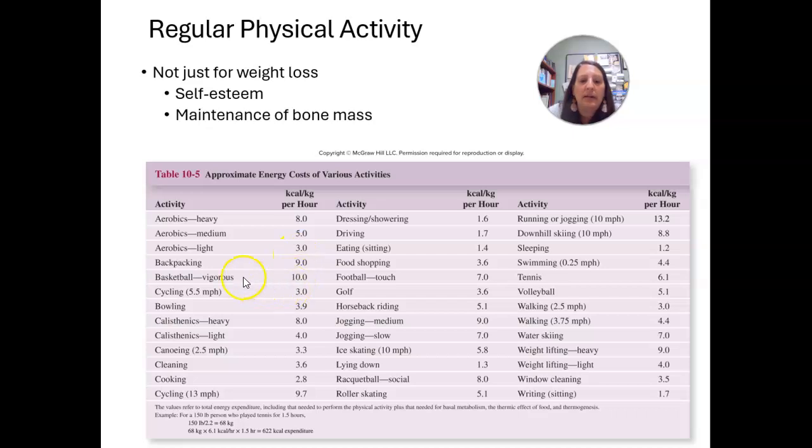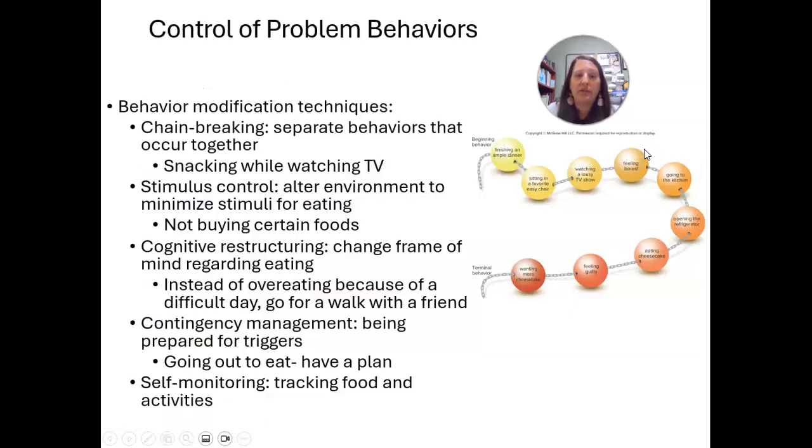Okay, so, you know, basketball, vigorous basketball, heavy aerobics, really high numbers. Calisthenics, heavy versus light. Jogging, medium versus jogging slowly, and so on and so forth. So you can see what burns a higher amount of calories. So again, physical activity is really important.